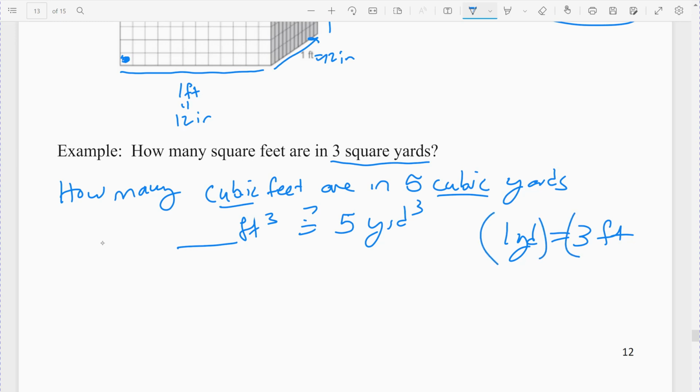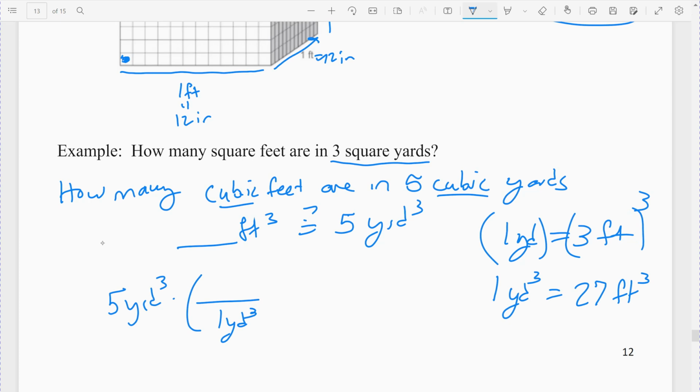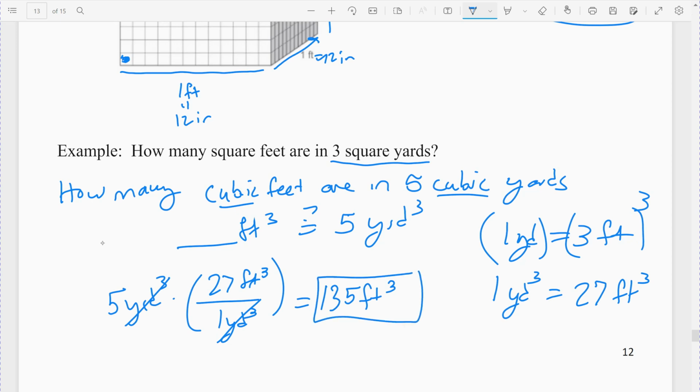Well, you could just cube both sides. So 1 cubed is 1, so that would give me my yards cubed. 3 cubed, so 3 times 3 times 3, would be 27 feet cubed. And so that would be the conversion. So 5 yards cubed times, I want to get rid of the yards cubed, so 1 yard cubed is 27 feet cubed. My yards cancel out. So I take my 5 times 27, and so there would be 135 cubic feet in 5 cubic yards.